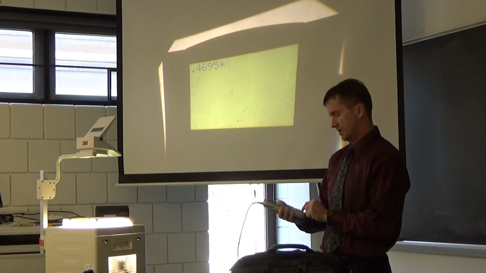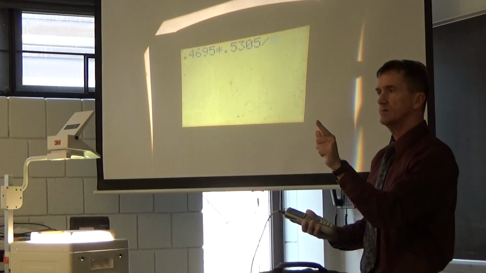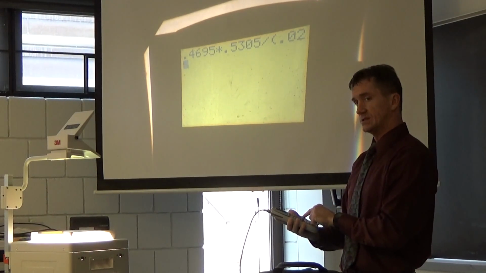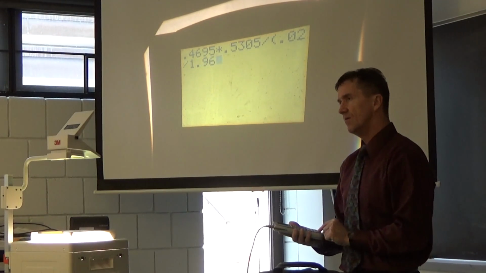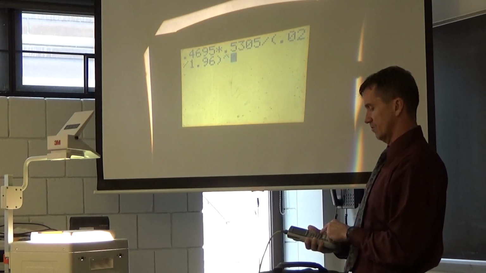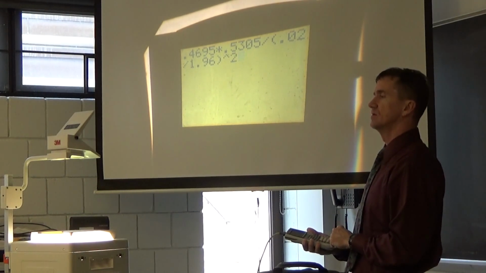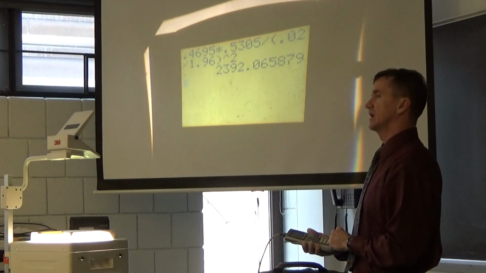0.4695 times 0.5305, right? Yes. Division. But I need a parentheses now, right? 0.02, division, 1.960 raised to the second. We always round this number up no matter what. We always round up so it's within the margin. So can you just round it up to the next person?